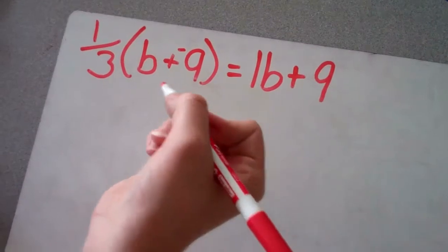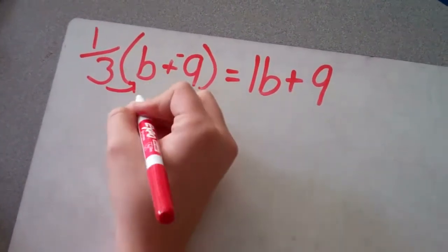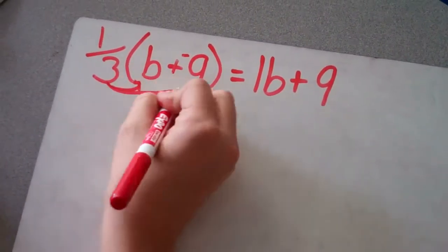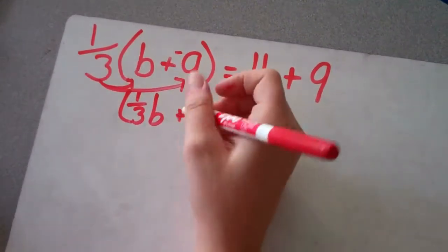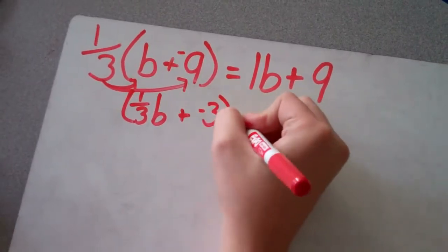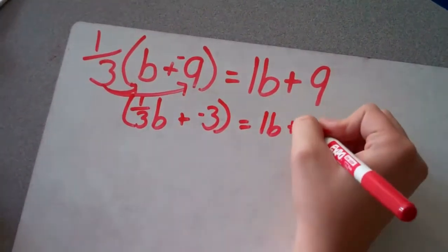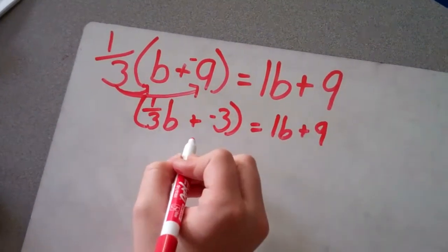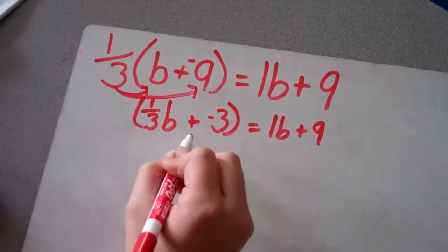Now we want to distribute 1/3 times b is 1/3 b, and 1/3 times negative 9 is negative 3. We can't add whatever the numbers in the parentheses because they are not like terms.